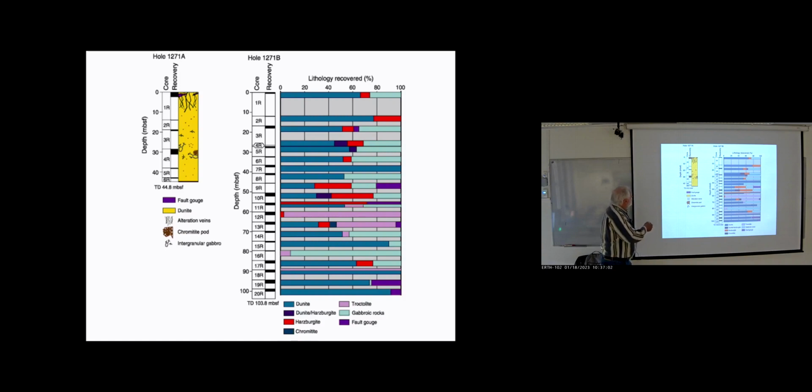And there were two boreholes. This one was short, about 40 meters, and it recorded mostly dunites and some fault gouge near the surface. The other borehole went down to more than 108 meters. There are several ultrabasic rocks. We have the dunite, we have the harzburgite, we have the troctolite, which is the volcanic version of the peridotite.